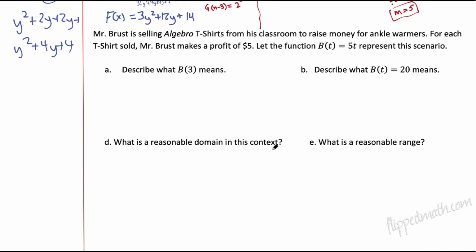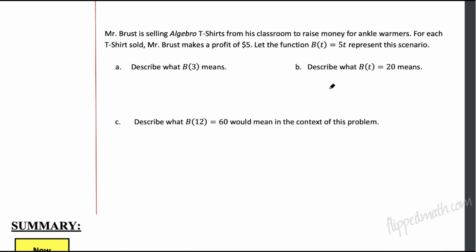All right, we only got one more type. Okay, so last one. Mr. Brust is selling Algebro t-shirts to raise money for his ankle warmers, which, by the way, he needs because his pants are so short. For each t-shirt sold, Mr. Brust takes a profit of $5. Let the function B of t, Brust's t-shirts, equal 5t. That represents the scenario. So first, describe what B of 3 means.